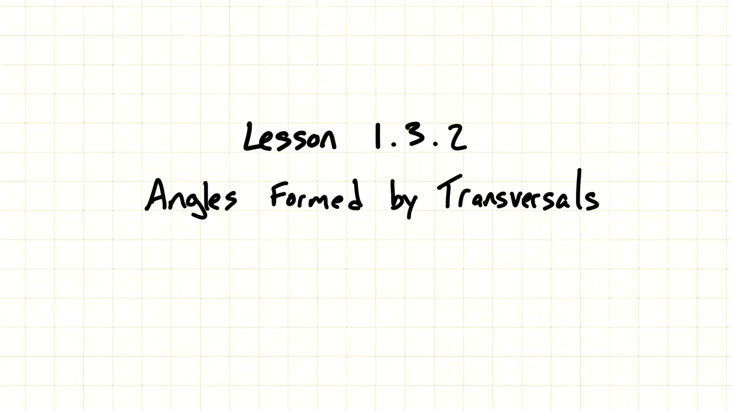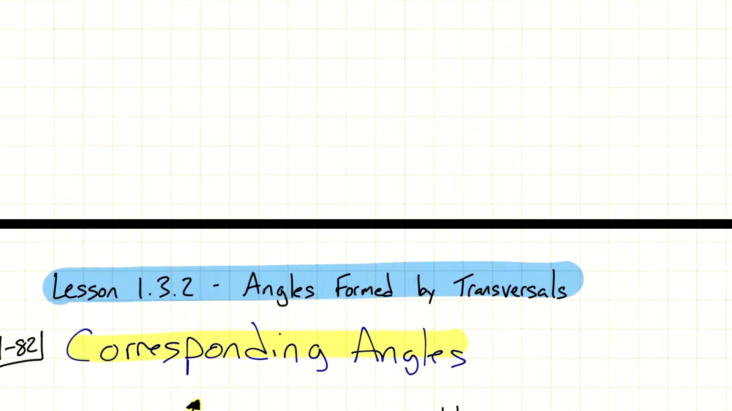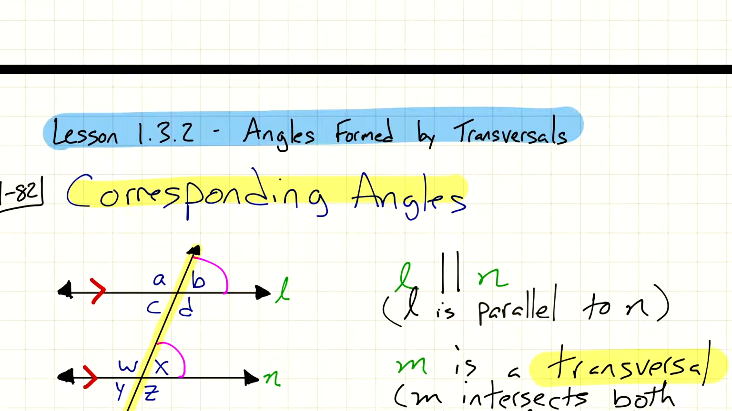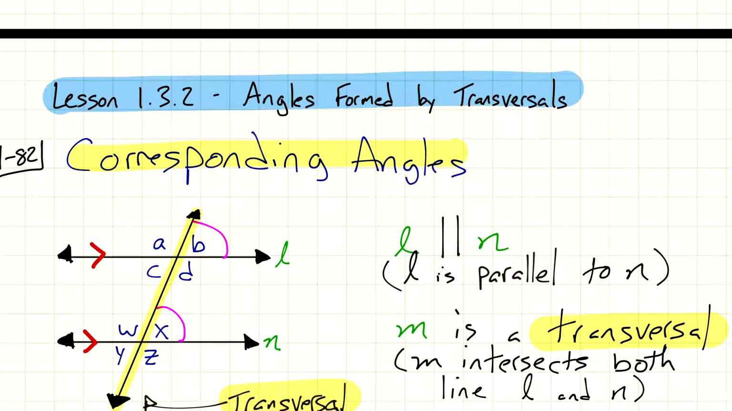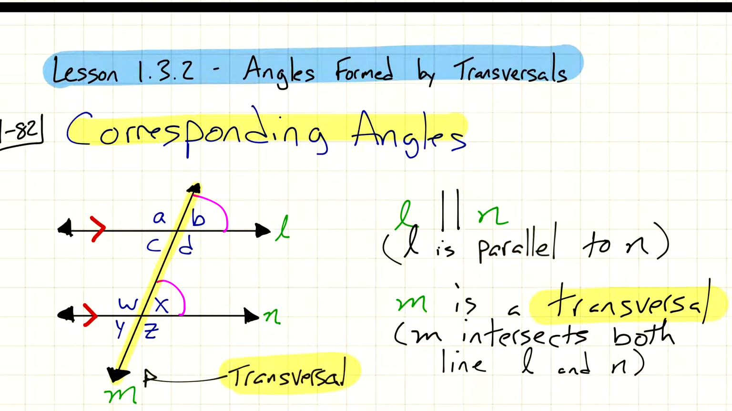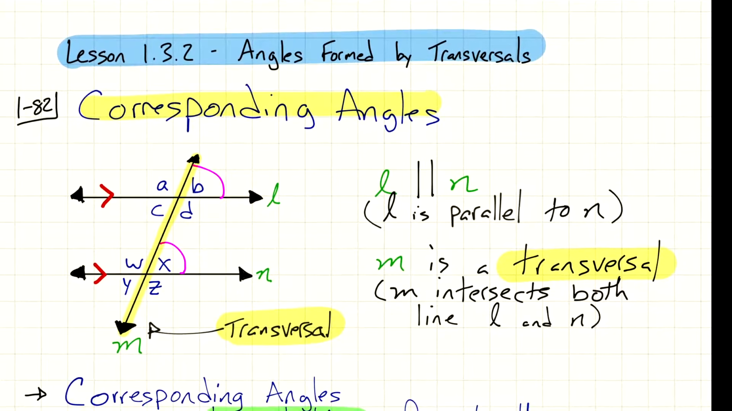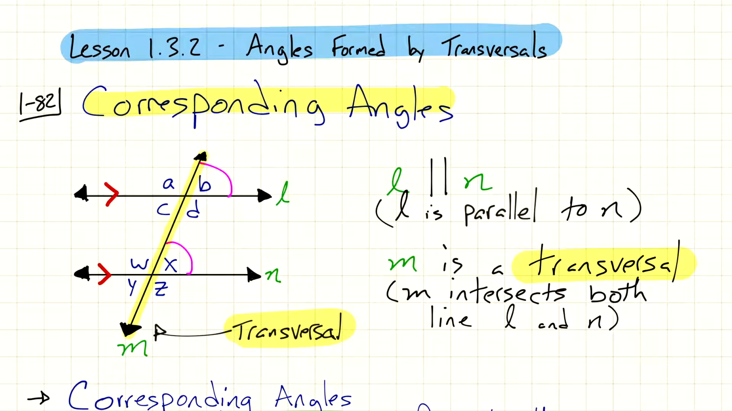Hi everyone, this is lesson 1.3.2, angles formed by transversals. In this lesson we continue talking about angle relationships, just like on the previous lesson, except this lesson is specifically on corresponding angles. Most of the notes will be focused on that.